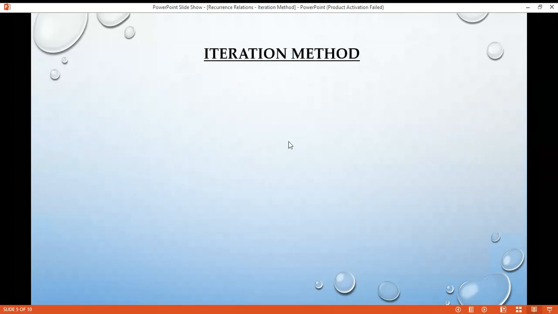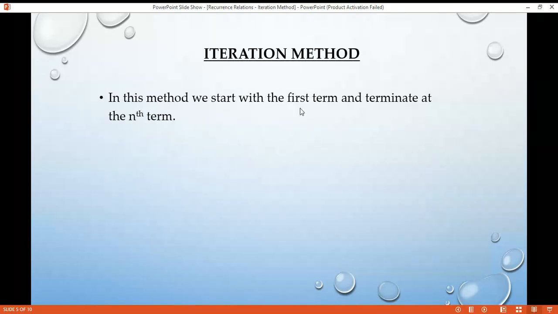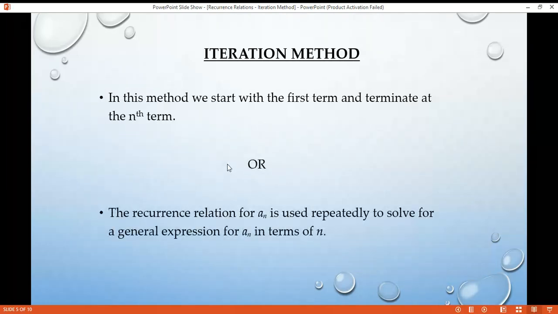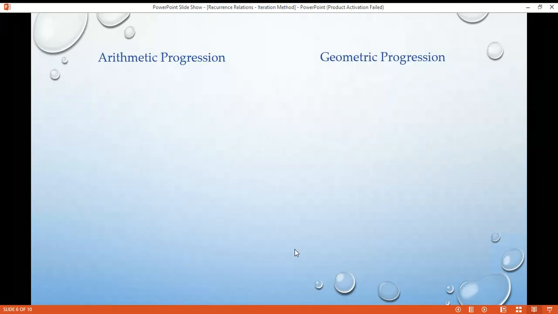So we come to the iteration method. What is the iteration method? What do we do in the iteration method to solve a recurrence relation? In this method we start with the first term and terminate at the nth term. We have two ways to solve a recurrence relation by the iteration method. The first is this, and the other way is that the recurrence relation for an, because our recurrence relation is given in terms of an and an minus 1, is used repeatedly to solve for a general expression for an in terms of n. I think this will be clear when we do some examples. In both ways I will give you examples, so it depends on you which way you want to use. So let's come to the solution.